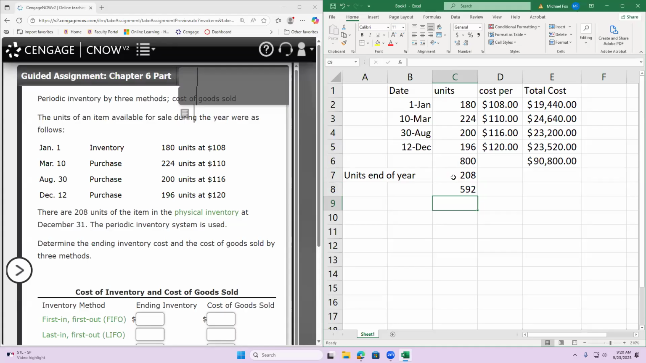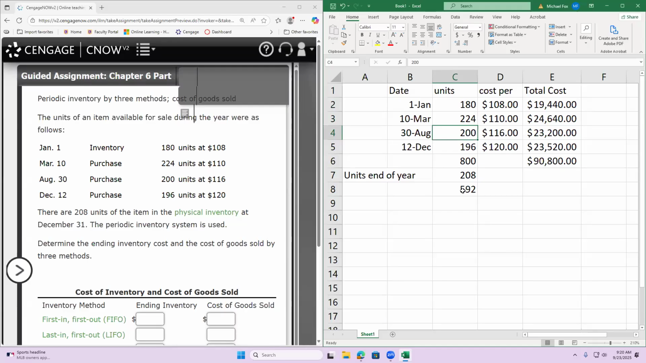So then we're finally at the heart of the question, which is, if you're trying to figure out the cost, which units? There's two ways to go about it. I could say, since I'm doing first in, first out, I'm going to assume it's the oldest 592 units. So all 180 of those, plus all 224 of those, plus however many more of these it takes to get up to 592.